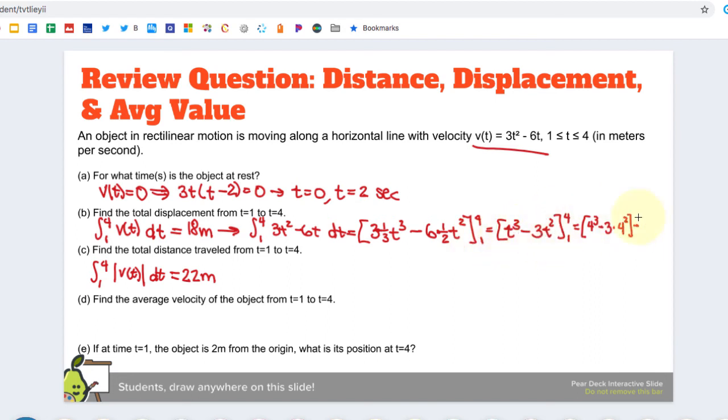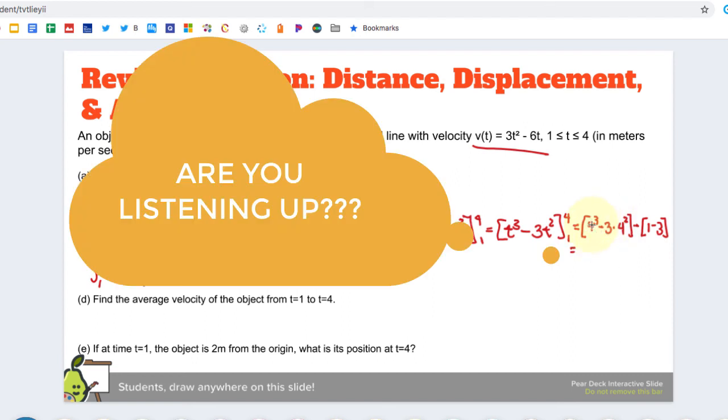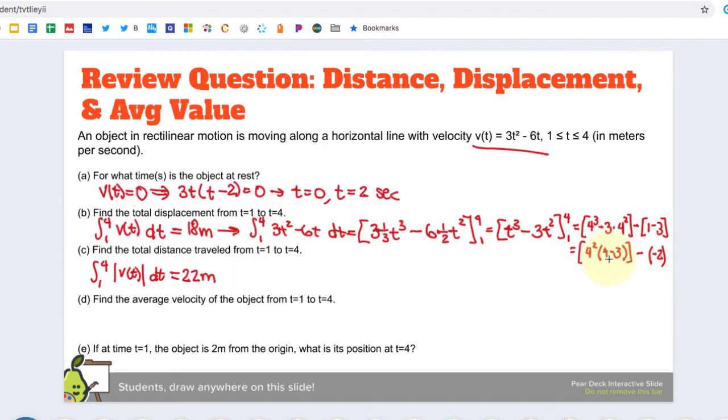And so you would have 4 cubed minus 3 times 4 squared, minus, then put in a 1, you would have 1 minus 3. And if you have to do this in your head, it seems a little bit hard because you don't want to have to do 4 cubed. But you could think of it as, I could take a 4 squared out and then I just have a 4 minus 3 left, minus negative 2. And so then that's just 1, so this is just 16. And then it becomes easy: 16 plus 2. You have to start being able to do some mental math. So we actually just get 18 meters that way again, which is nice if we think of it like that.